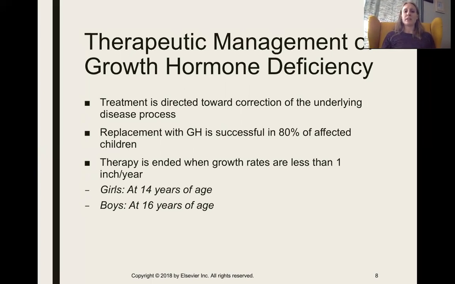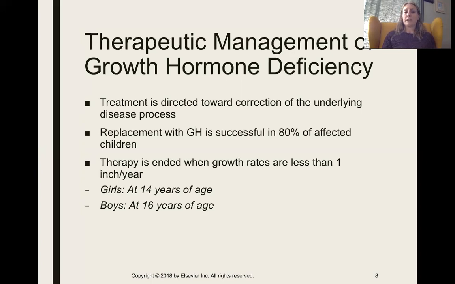So when we're looking at the therapeutic management, again, we want to hopefully identify the organic cause and fix that organic cause. So if there's a tumor present, we're going to remove the tumor. If we can't fix the organic cause, or we don't identify the organic cause, then we're going to treat with replacement hormones. So the growth hormone will be replaced, and it's very successful. So we have a great success rate with replacing this.